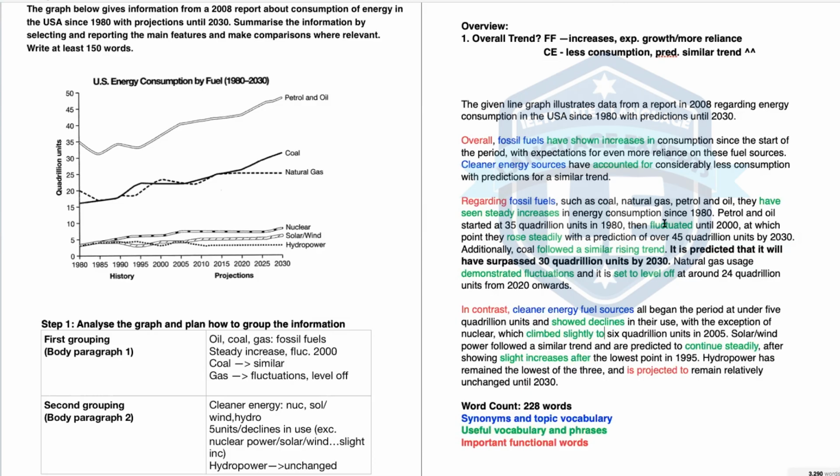So with all of this being said, this would all count towards the task achievement because we have done everything. We have summarized information, we've reported the main features, we've made comparisons where relevant, and our vocabulary is really advanced, as well as our grammar. So make sure you are trying to get as many points as possible when it comes to your lexical resource in your grammar. And of course, it goes without saying that this is very cohesive and succinct.